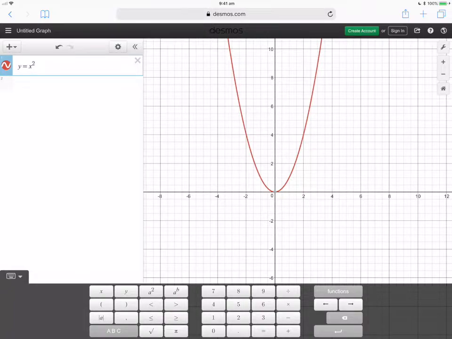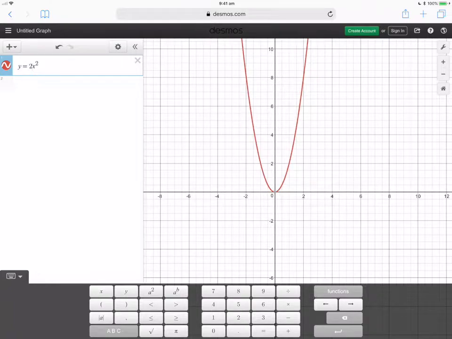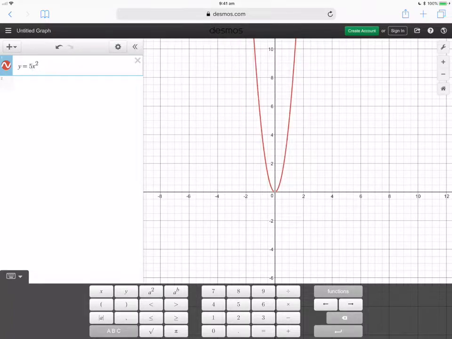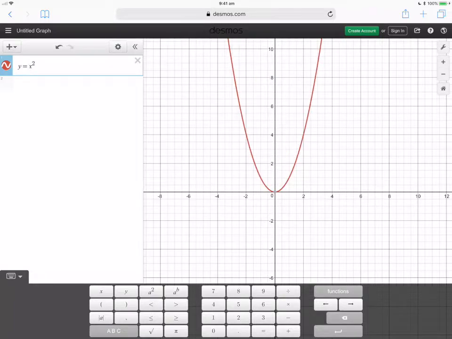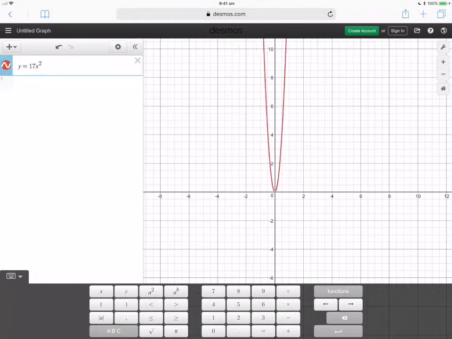Now, I can change the shape of that parabola by putting a number in front of the x squared. So, for example, if I made that y equals 2x squared, notice that the parabola becomes skinnier. I can make that 5x squared, becomes even skinnier. I can make that 17x squared. I can just keep going up and up and up, and the skinnier it gets.